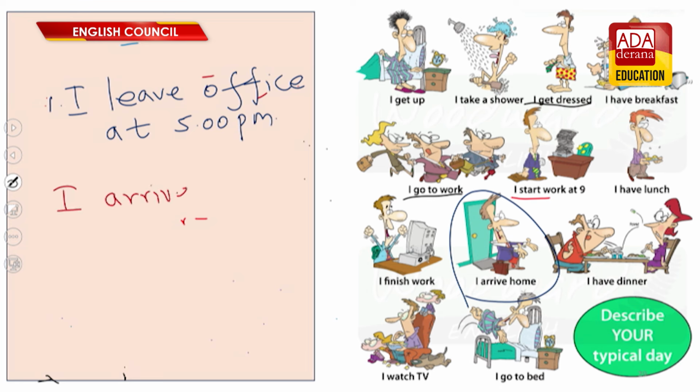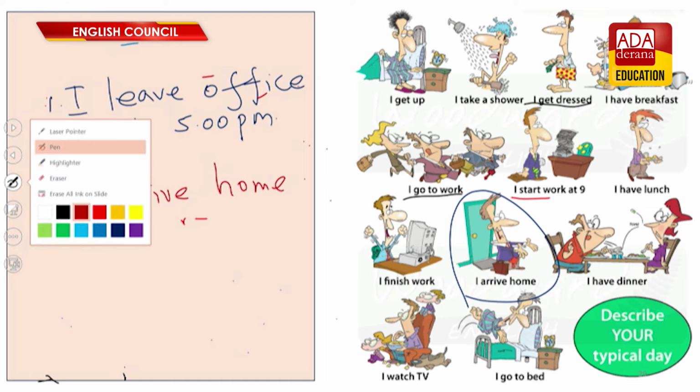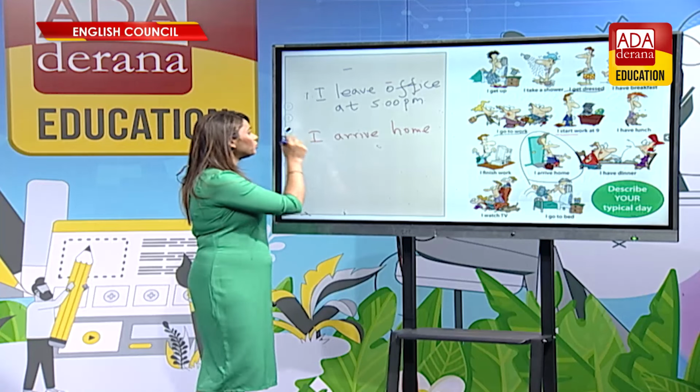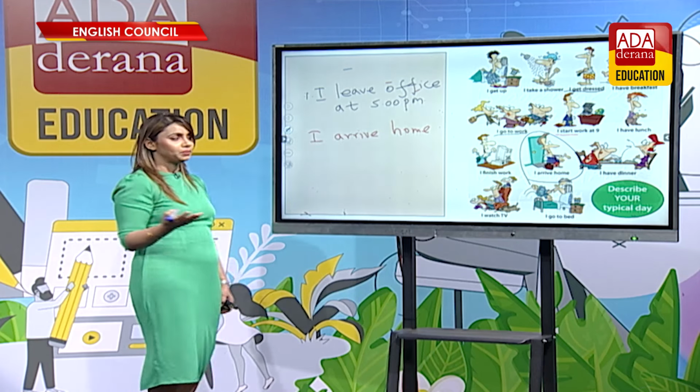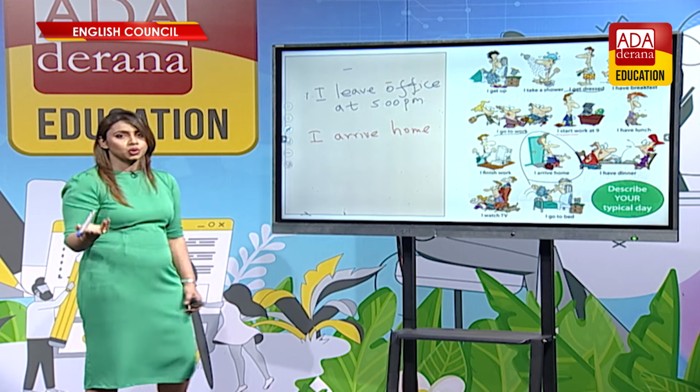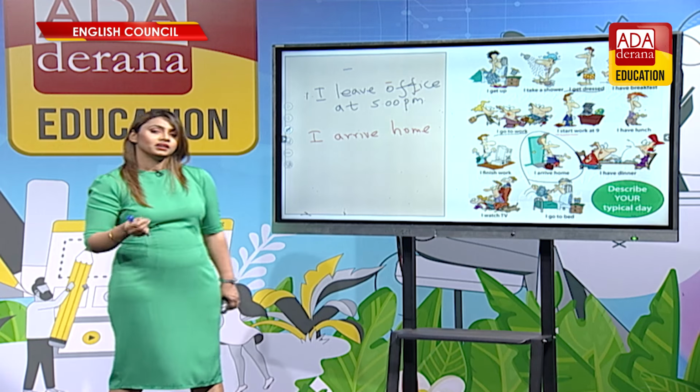I arrive home. Now, arrive is a verb. In phase two also we were talking about this particular verb, I arrive. I'm not going to go too long on it, because arrive means the same as I come home, I get home. I get home. Same thing. I get home. I come home. I arrive home.